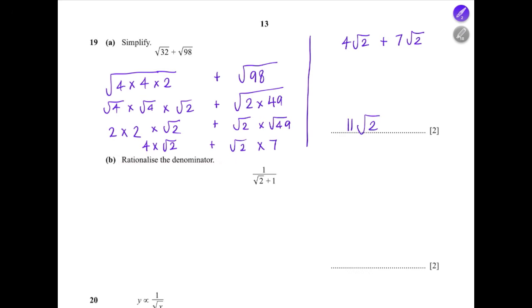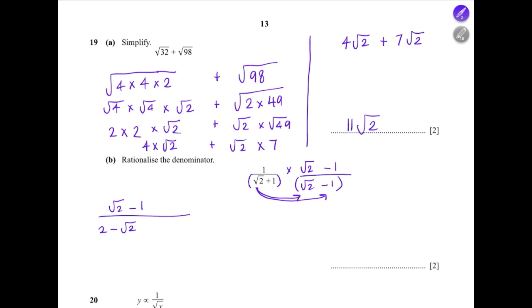Next, rationalize the denominator. That means you have to multiply it like this. Square root 2 minus 1 divided by square root 2 minus 1. So if you multiply the numerator, you will get square root 2 minus 1 and then multiply the denominator. So you will have square root 2 times square root 2, you will get 2. And then square root 2 times minus 1, you will get negative square root 2.